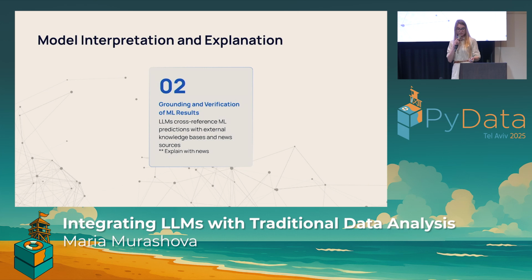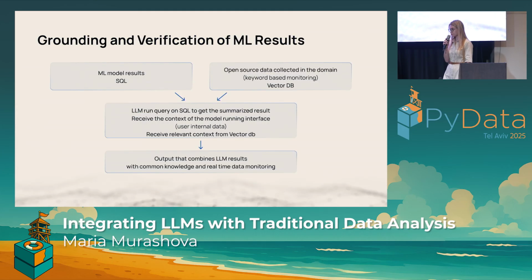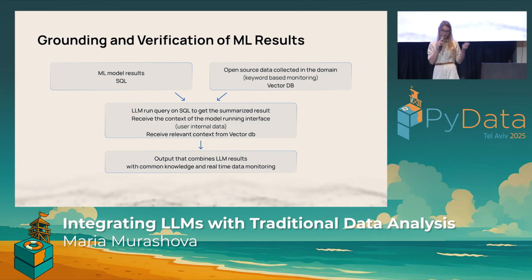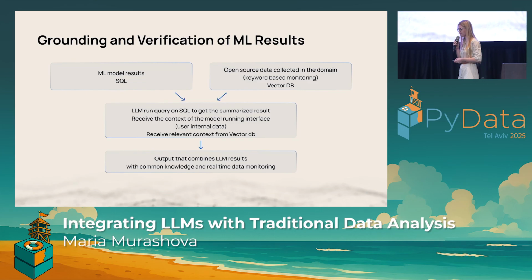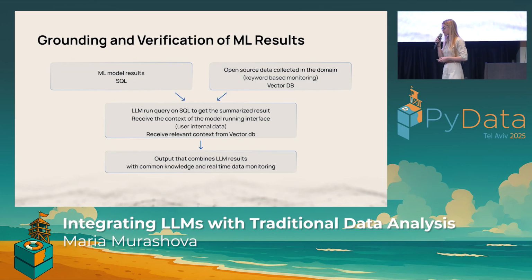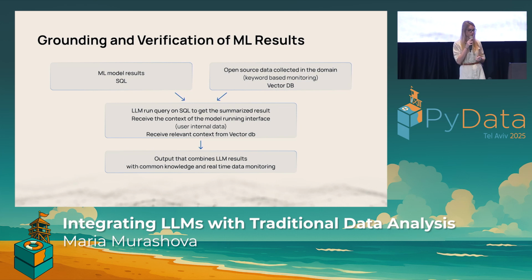Let's see an example of the verification with validation, with news grounding. How do we do it? First of all, we have our machine learning results in the SQL database. On the other hand, we have everything that we're collecting from the open web, social media, news, publications, everything stored in a VectorDB. We see what we predicted. We save all the metadata of the models in the database also, so we know what we tried to predict.